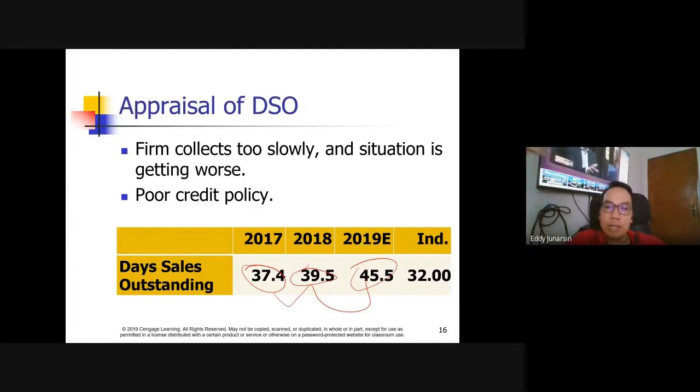And again, we're not saying that the lower the number, the better it is. It's hard to say. But the industry average is only 32 days, and our ratio is 45.5 days. So we need, on average, 45 days to collect our receivables.